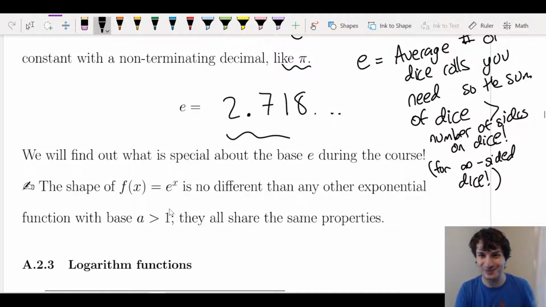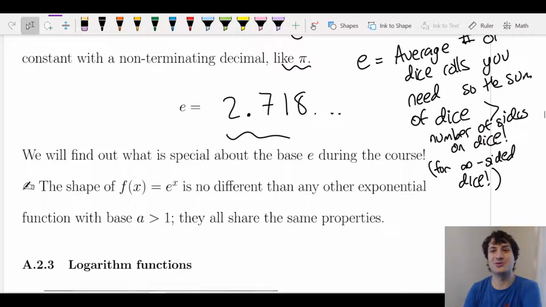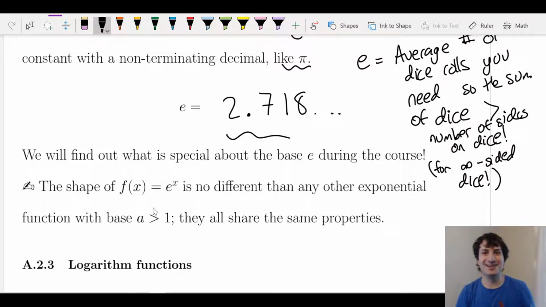Okay, so welcome back to everybody who skipped over that little side note about e. We're going to find out lots of special things about e in this course. So that's one of them, this funny dice roll thing. But there's more simple things that are special about e. There's a reason it comes up all the time in calculus class. All right, but you don't need to know anything special about it right now.